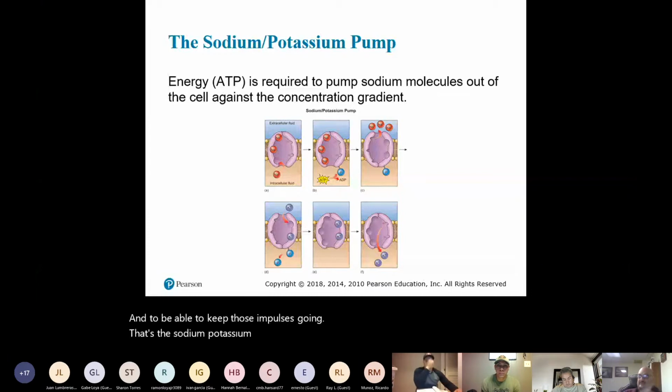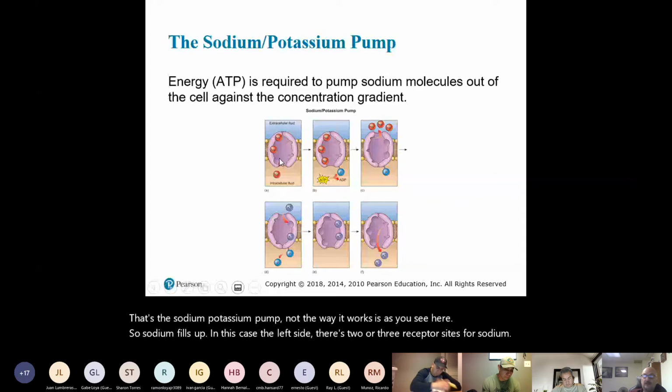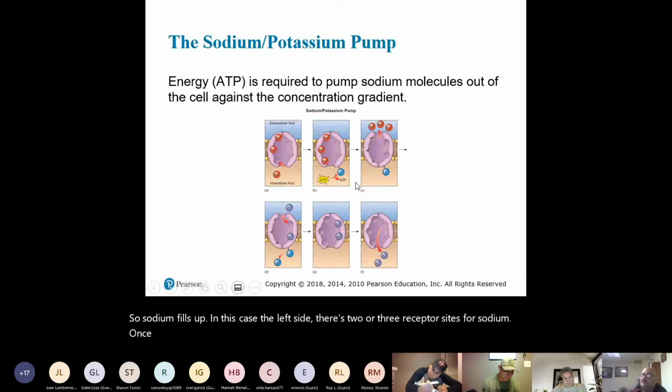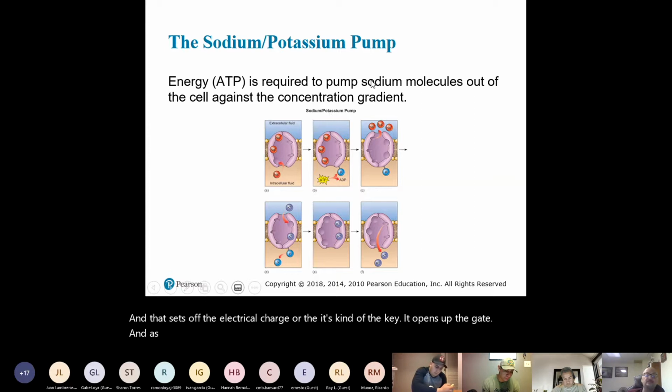Now, the way it works is, as you see here, sodium fills up, in this case, the left side. There's three receptor sites for sodium. Once it's full, here comes ATP, adenosine triphosphate, and that sets off the electrical charge, or it's kind of the key. It opens up the gate. And as a result, there goes that sodium. And out goes some water.